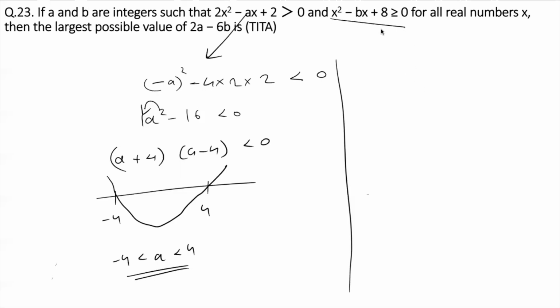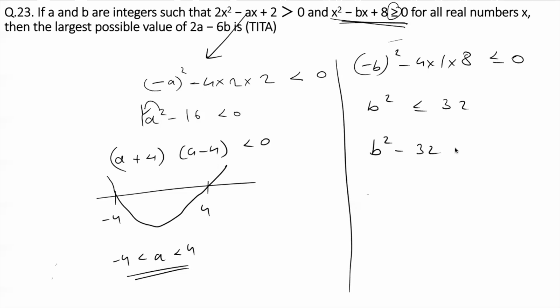Similarly, for the second equation, we can observe that x square minus bx plus 8 is greater than or equal to 0. So here again, b square minus 4ac will be less than or equal to 0 because equal roots are possible, right? Equal to 0 also is possible. So b square will be less than or equal to 32. Same logic like the previous one. B square minus 32 less than or equal to 0. Okay, so this will be b square minus (4 root 2) square less than or equal to 0.